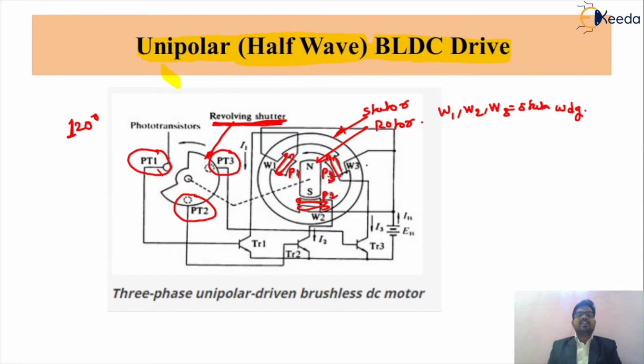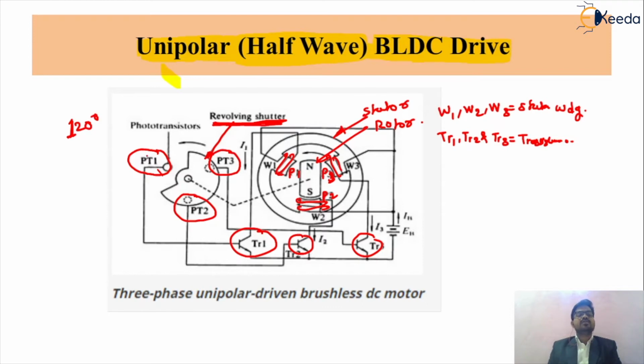Again, there is a very important device called a transistor. These are TR1, TR2 and TR3. Where are these three transistors? These transistors are operated from the phototransistors themselves. Transistor TR1 will be connected to phototransistor PT1, transistor number 2 will be connected to phototransistor 2, and transistor number 3 will be directly connected to phototransistor number 3.